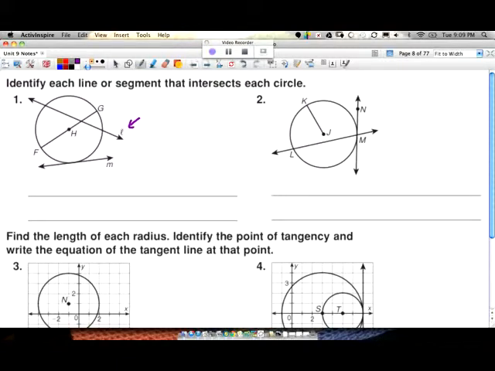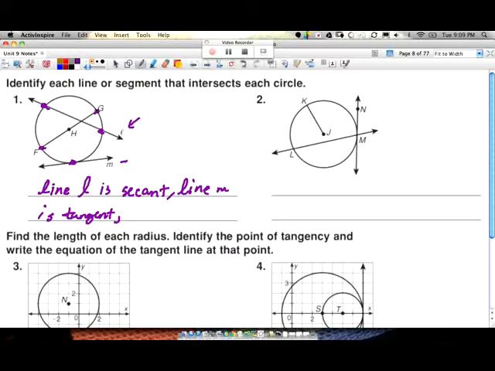Okay, so first let's talk about these lines. We got line L, crosses twice through it, and it's a line. So line L is a secant. Excellent. M here only touches once right on there in the edge. So line M is tangent.